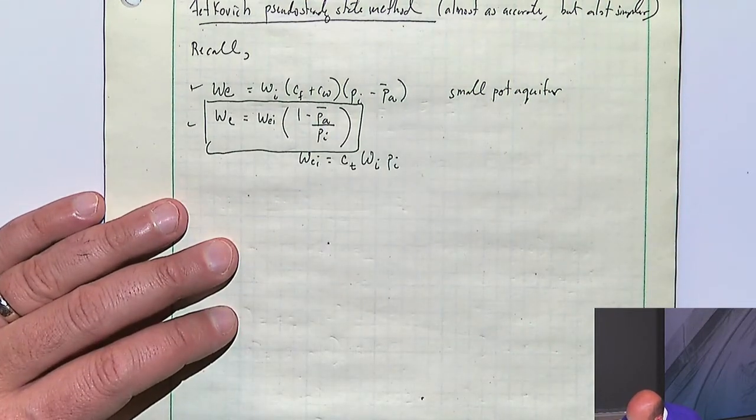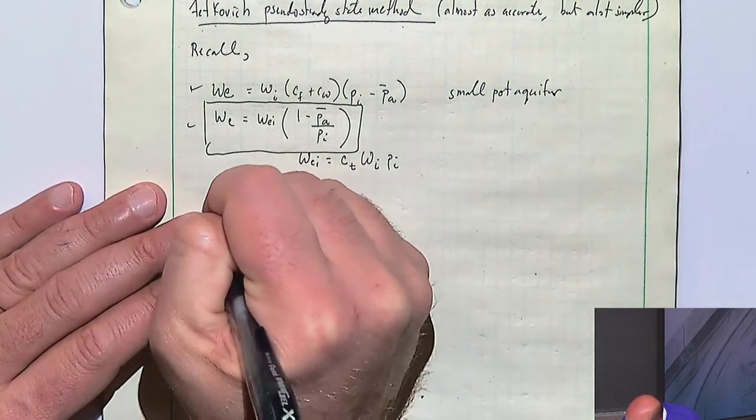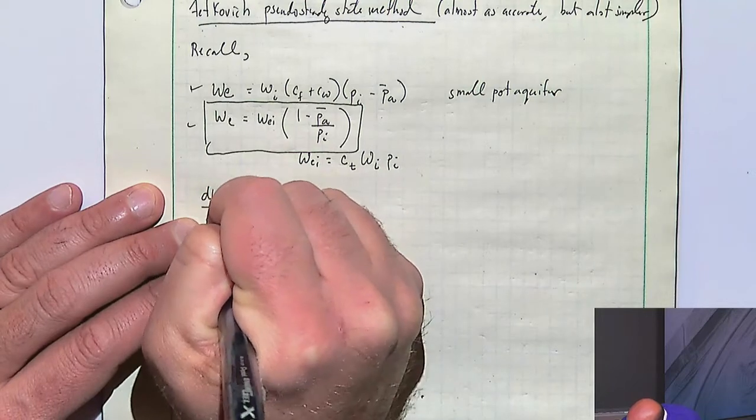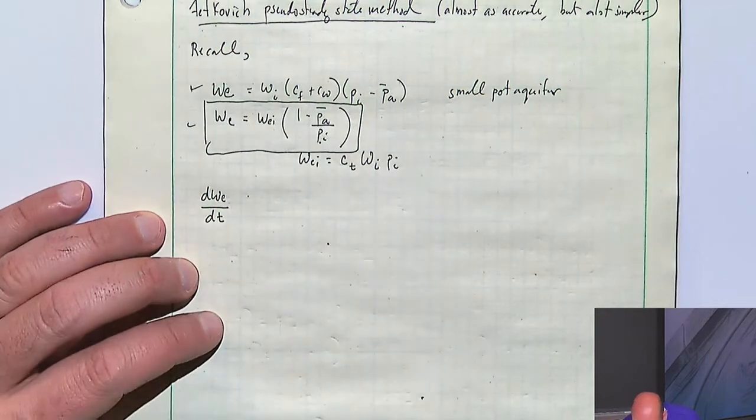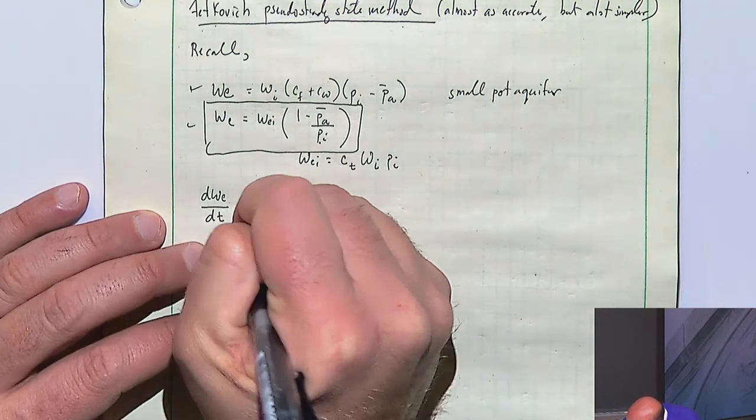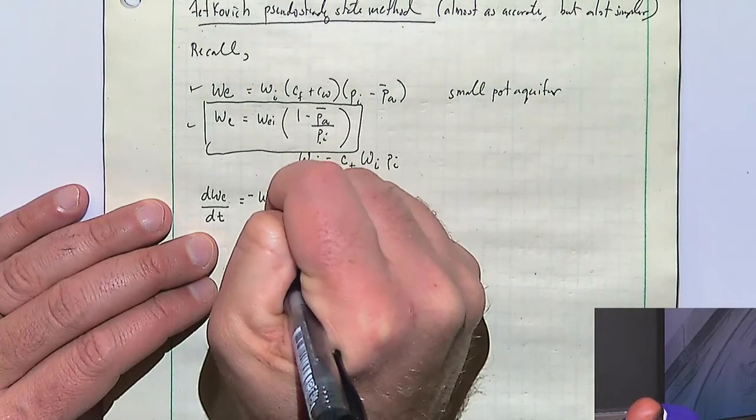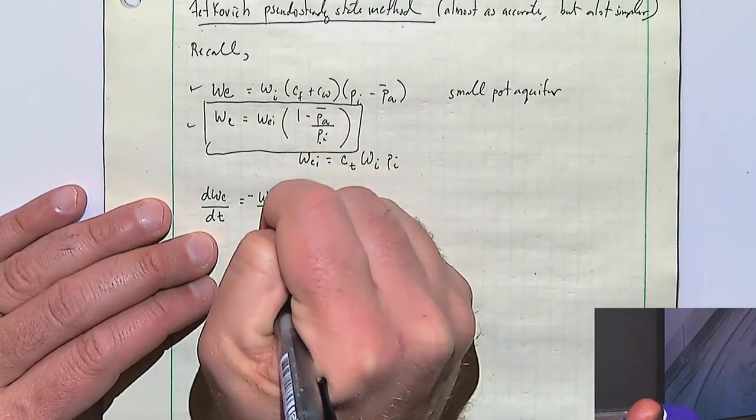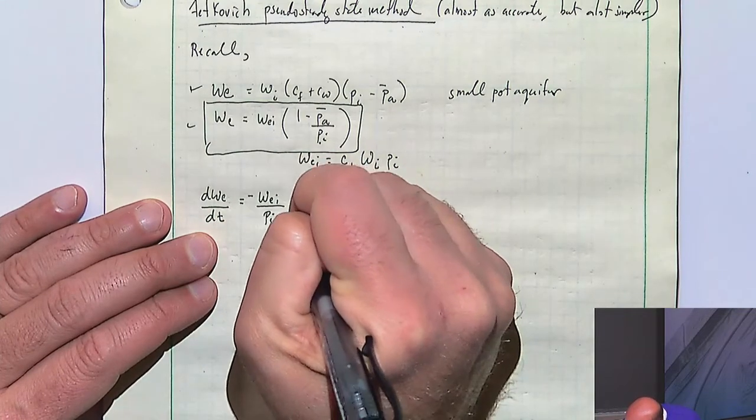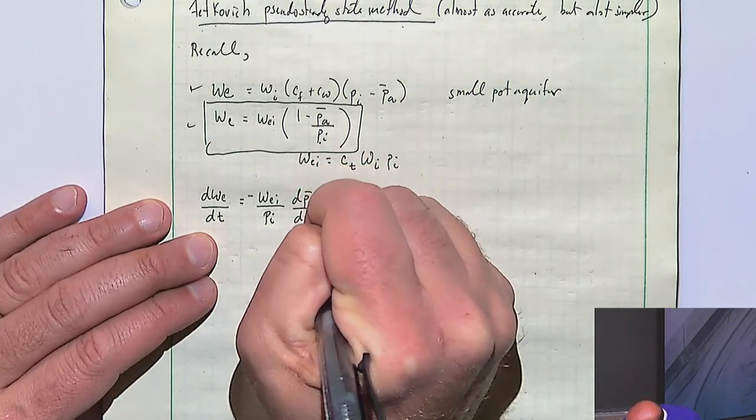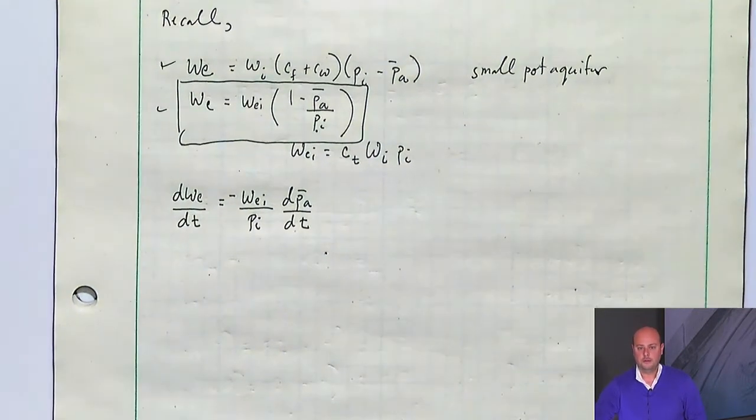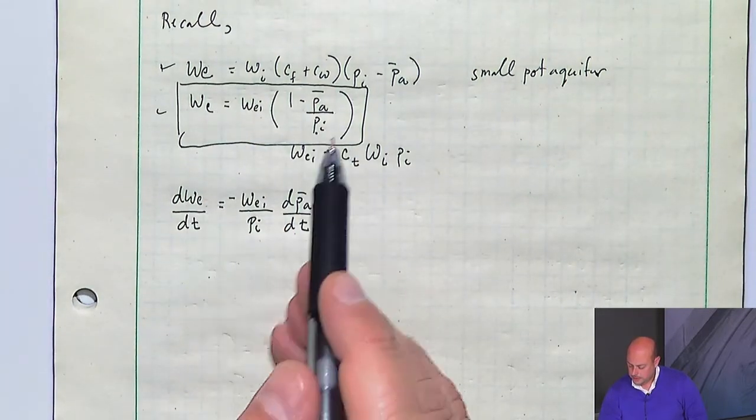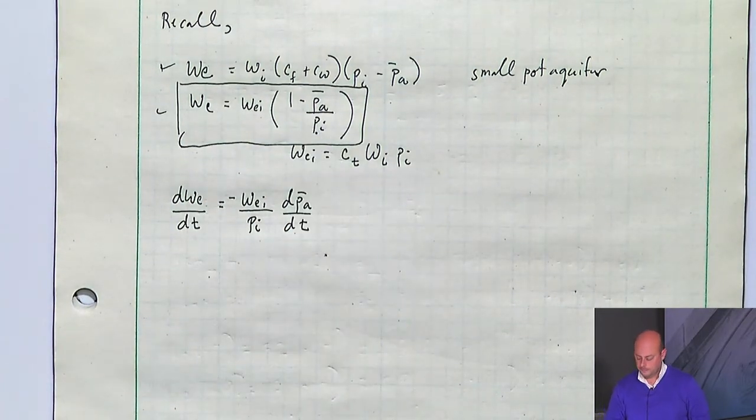This is the cumulative amount of water influx you would get at long times. If we differentiate this equation, dWE/dt, WEI is a constant and PI is a constant, but PA bar is going to change with time. If you take the derivative, you get minus WEI over PI times dPA bar/dt. This comes from differentiating this equation with time, and PA bar is the only thing that changes with time.